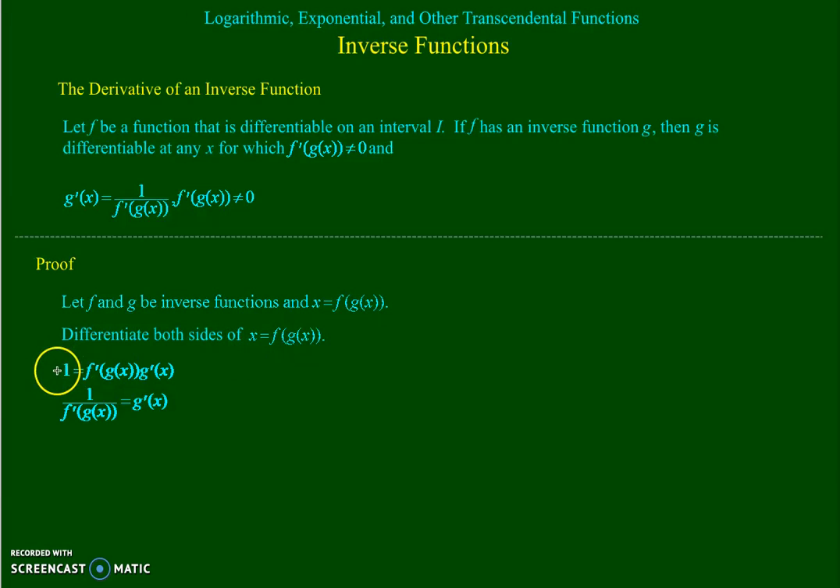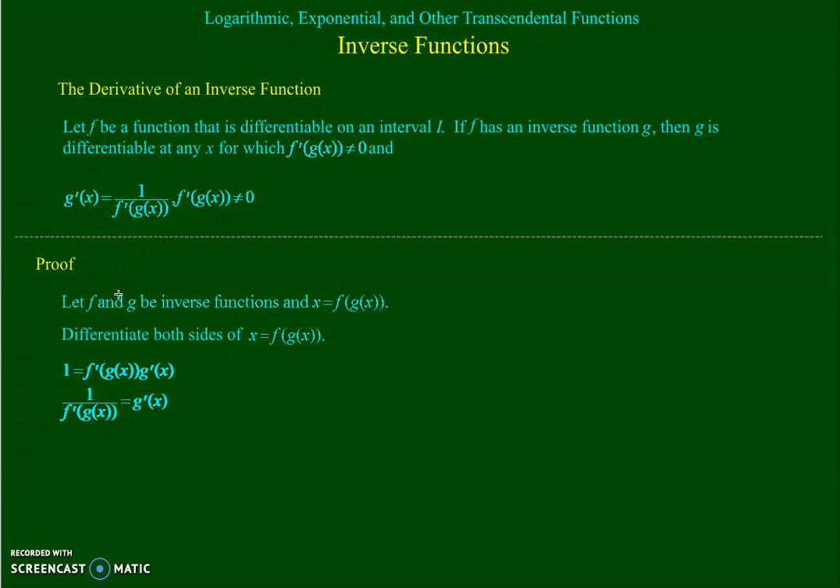So the derivative of x is 1, and the derivative of f of g of x is just the chain rule. That's the derivative of the outside, which gives us f prime evaluated at g of x, times the derivative of the inside piece, which is g prime of x. So the derivative of f of g of x is f prime of g of x times g prime of x. All we're doing now is solving for g prime of x. We divide both sides by f prime of g of x, and that gives us 1 over f prime of g of x equals g prime of x, which is the original statement.